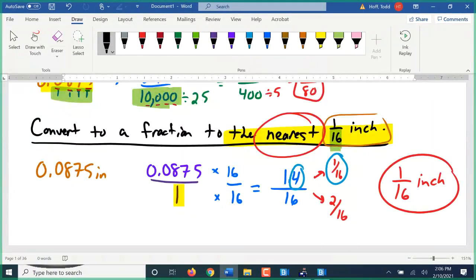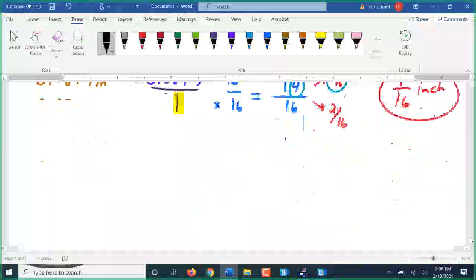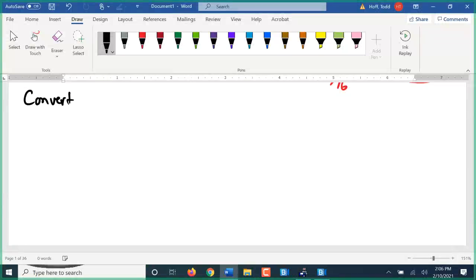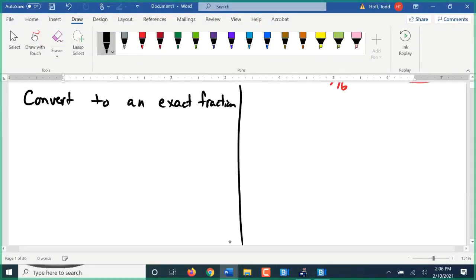So let's look at the difference between those two processes again with different numbers. Let's convert to an exact fraction. Left side of the screen. Right side of the screen, we're going to convert to fraction to the nearest.